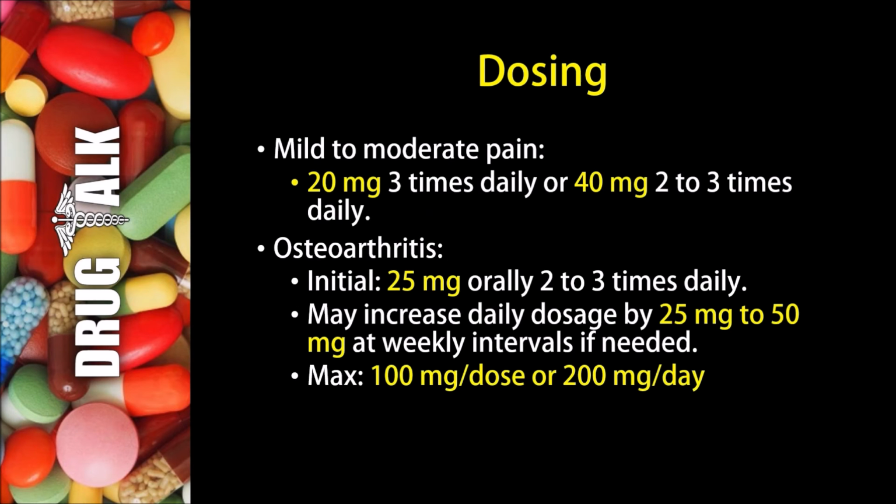Now, what about dosing with indomethacin? So for mild to moderate pain, we would typically see 20 milligrams 3 times daily or 40 milligrams 2 to 3 times daily. In the treatment of osteoarthritis, the initial dose would typically be 25 milligrams orally 2 to 3 times daily, and then the patient may increase the daily dosage by 25 to 50 milligrams at weekly intervals if needed. The maximum dose would be 100 milligrams per dose or 200 milligrams per day.